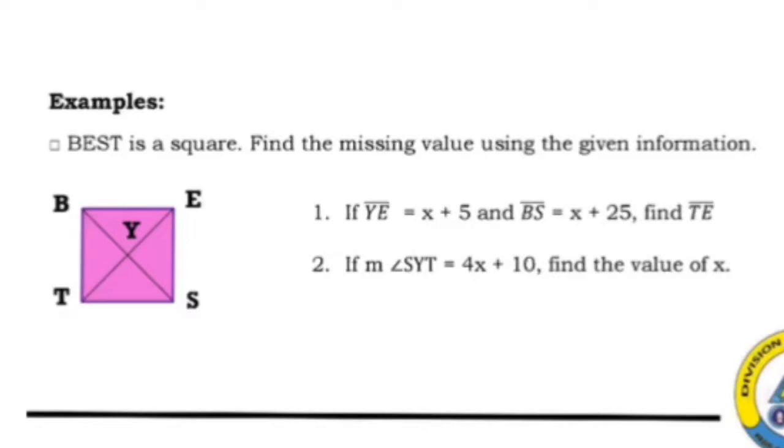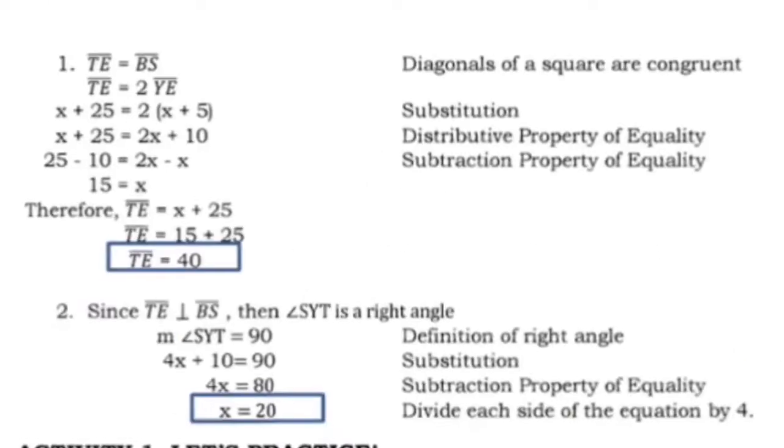Example, parallelogram BEST is a square. Find the missing value using the given information. Number 1, if YE is equal to x plus 5 and BS is equal to x plus 25, find TE. Number 2, if measure of angle SYT is equal to 4x plus 10, find the value of x. So for our solution, for number 1, line segment TE is equal to line segment BS. The reason for this one is diagonals of a square are congruent.